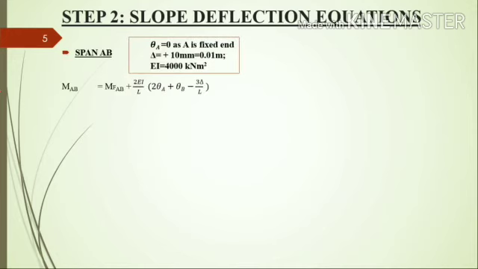Next step is to write down all the slope deflection equations. So for span AB, MAB is equal to M of AB plus 2 EI by L into 2 theta A plus theta B minus 3 delta by L. Here the support A is a fixed support, hence the value of theta A is equal to 0. We know that the slope or rotation of a fixed end is equal to 0. Therefore, since support A is a fixed end, theta A is equal to 0.